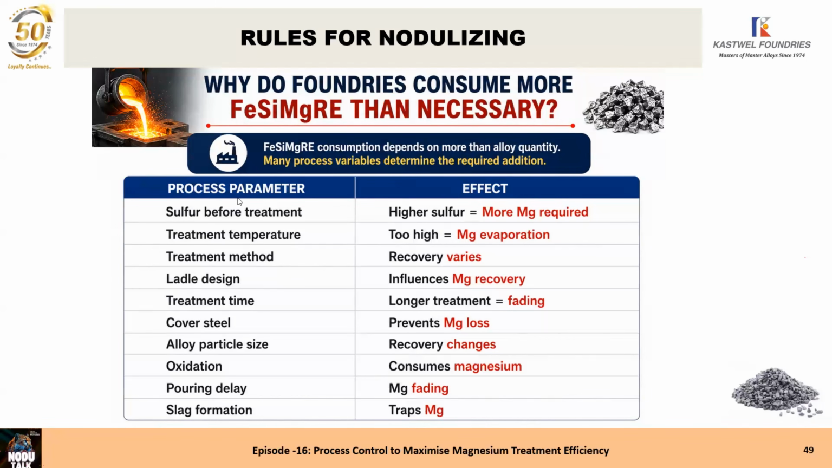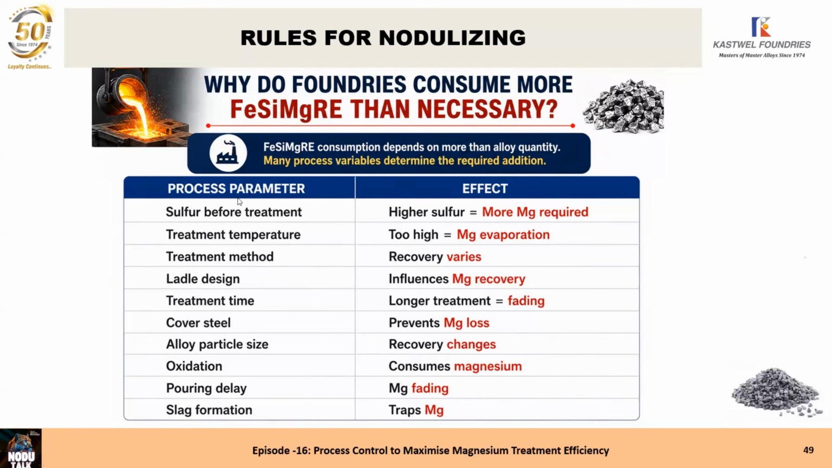Oxidation: the slower you pour the metal, the more oxidation takes place and there is more alloy loss, magnesium loss, during the oxidation of magnesium with the oxygen. Pouring delay: after the magnesium treatment, if there's pouring delay, you are losing magnesium by fading. So once the magnesium treatment is over, you have to work very fast to avoid the magnesium fading losses and do all the activities as soon as possible.